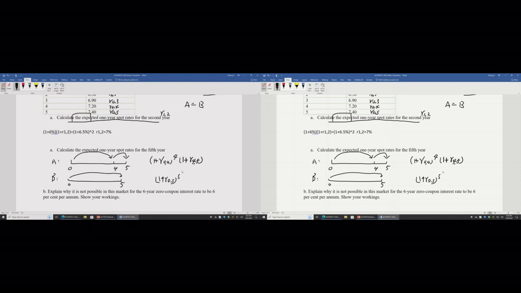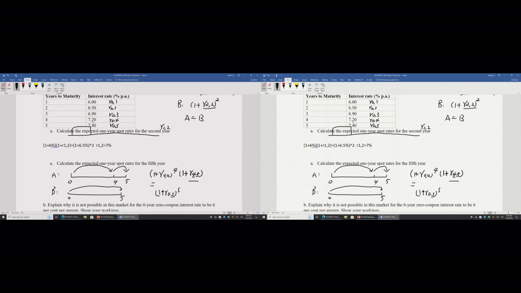If you look at this interest rate, R45, it means that we're going to have an investment starting from year 4 and ending in year 5. Obviously that's an investment in the future. It's not right now, so we don't have that information, but we can get an expected return based on this term structure. So you can make these two equal.